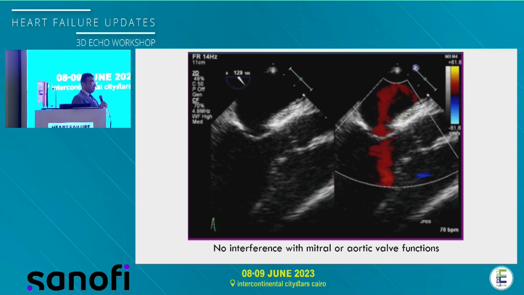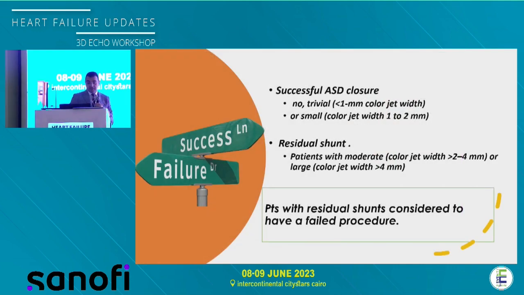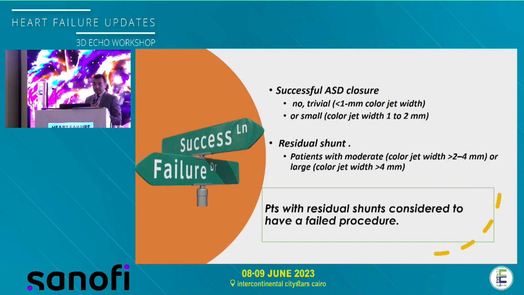But you should be sure that after deploying the device, you are not interfering with the mitral or the aortic valve function, especially the aortic valve if you don't have aortic rim. So how could you say this is a successful ASD closure? You have no, trivial or less than 1 millimeter color jet width. You have a small or even very small or tiny, or what's called a trivial jet across the septum. But if you have a residual shunt, that's a color jet with a width 2 to 4 millimeters, this is considered a residual shunt, and a patient with residual shunt is considered to have a failed procedure.